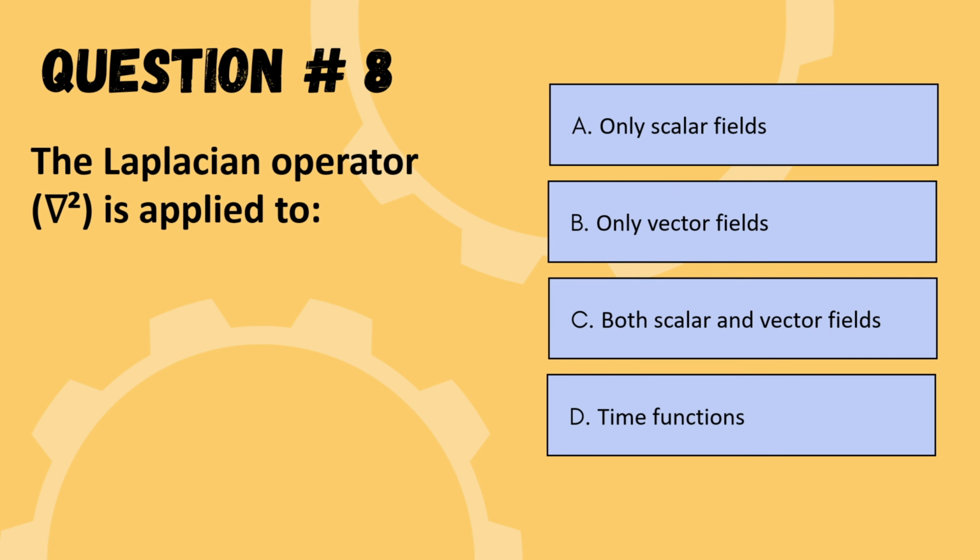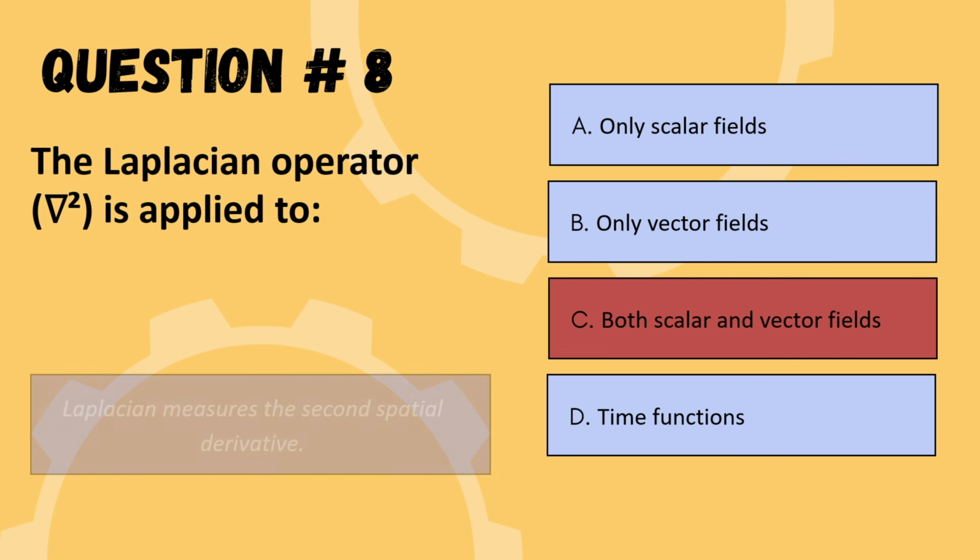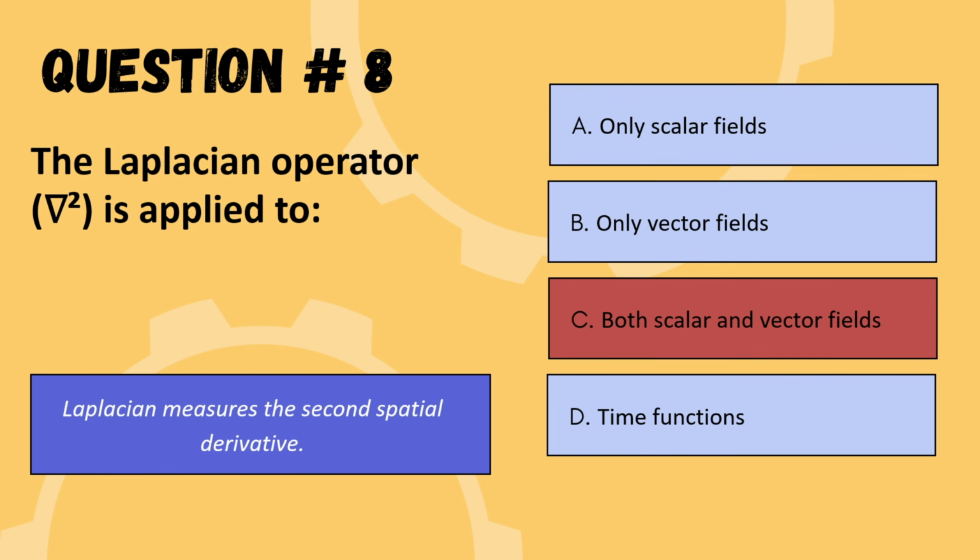Next question is, the Laplacian operator del square is applied to, options are only a scalar field, only a vector field, both a scalar and vector field or time function. So the correct option is option C, both scalar and vector fields. So we are moving to the next question.